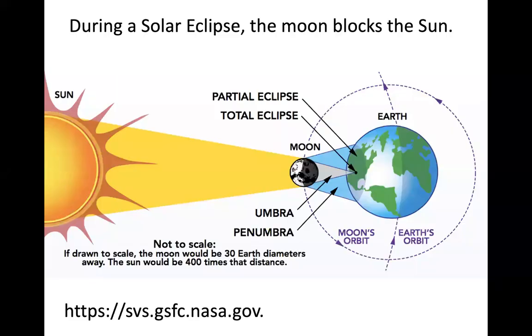During a solar eclipse, which are the more dramatic ones, the moon passes between the sun and the Earth and blocks some of the light at some locations on Earth.